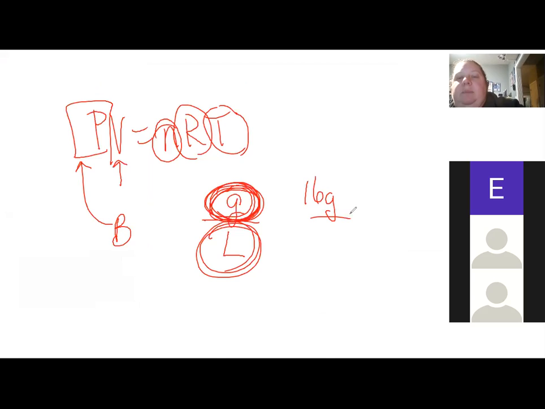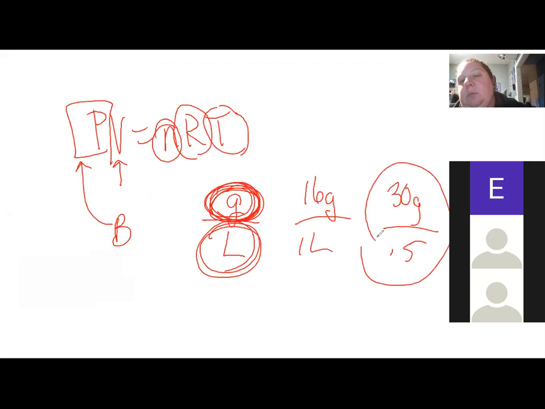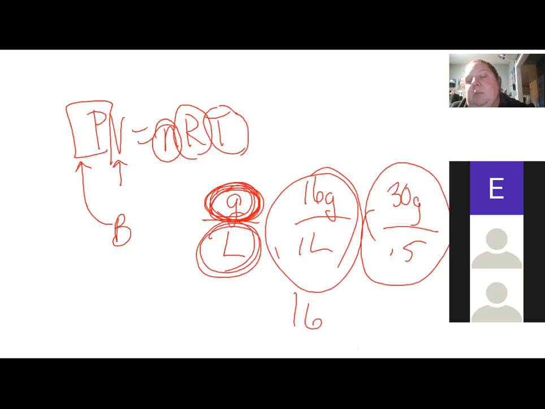So if it was 16 grams for 1 liter, 30 grams in half a liter, or 58 grams in 1 liter, this is going to work out to be the biggest density. The 16 out of 1 is going to be smallest because that's going to be 16. 30 divided by 0.5 is going to be 60. And 58 divided by 1 is 58. So it just barely beats out Flask C.